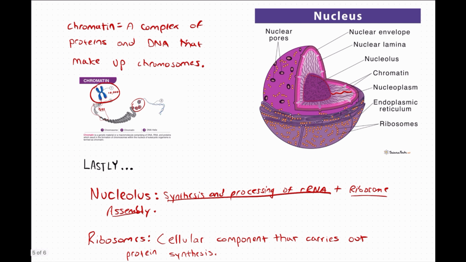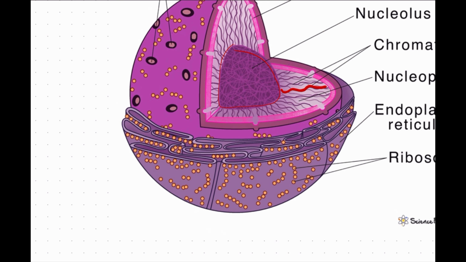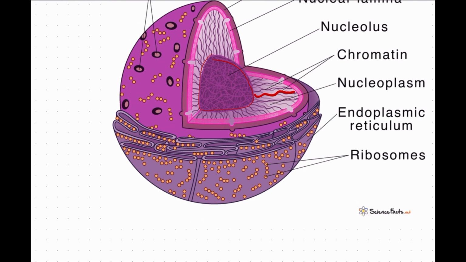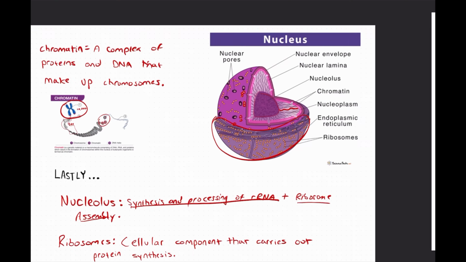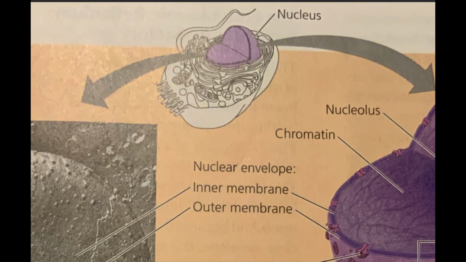And then, of course, you have ribosomes. This is a cellular component that is responsible for protein synthesis. And it's these little yellow circles that you see all along. And we'll speak about it a bit more in a separate video, going into the endoplasmic reticulum, which is right here. So let's recap.